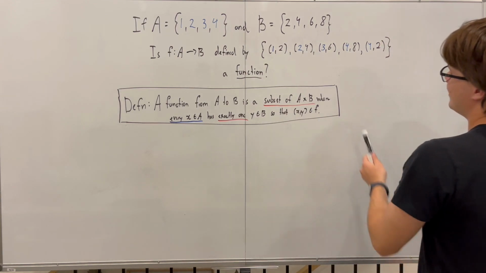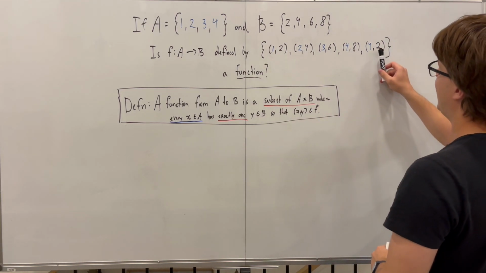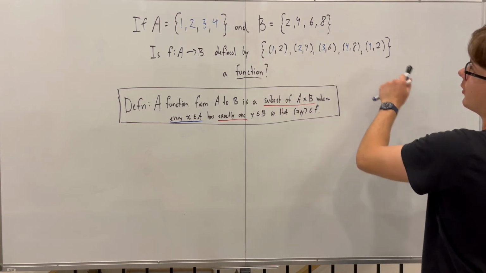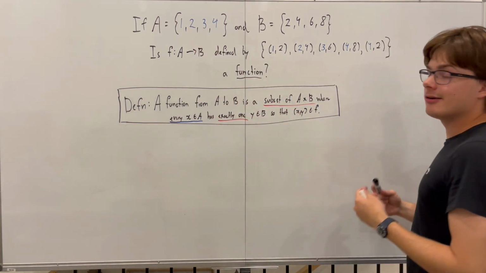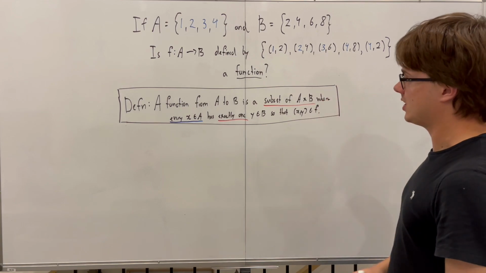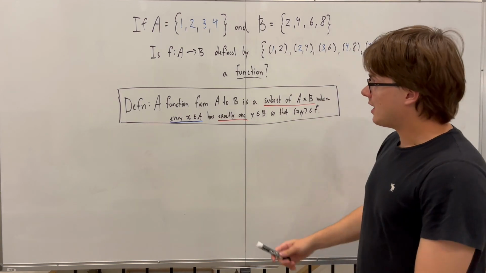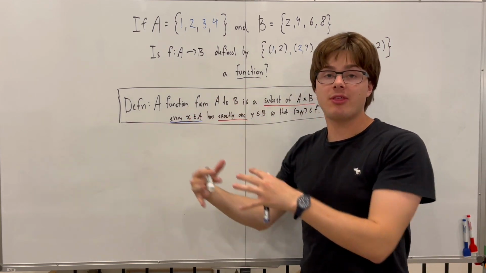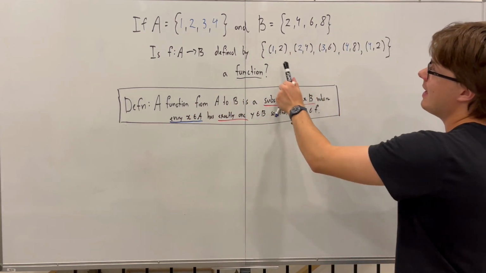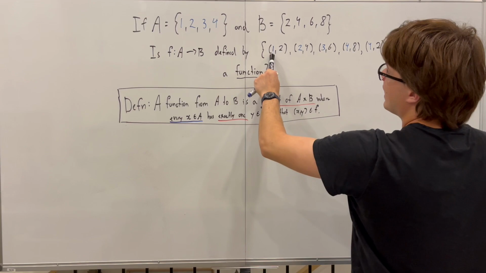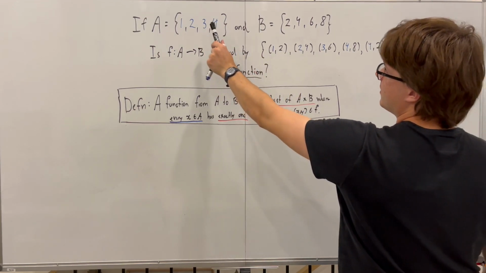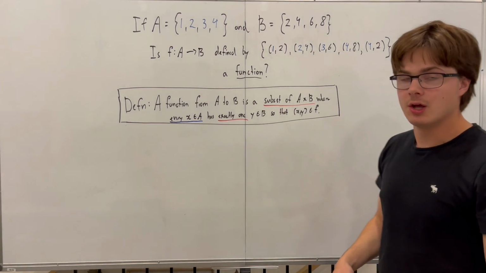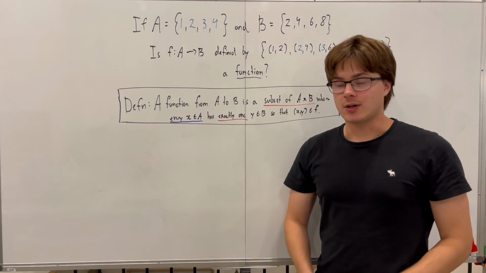So obviously this is going to be a subset because every element on the right is an element of our B and every element on the left of our ordered pairs is an element of A. So that's true, it's a subset of A cross B. Then we need to check that everything in A, every one of these elements, maps onto something in our codomain, our B. And that's true. We have a 1 that maps onto something, a 2 that maps onto something, a 3 that maps onto something, and a 4 here that clearly maps onto something. So we meet that second criteria.